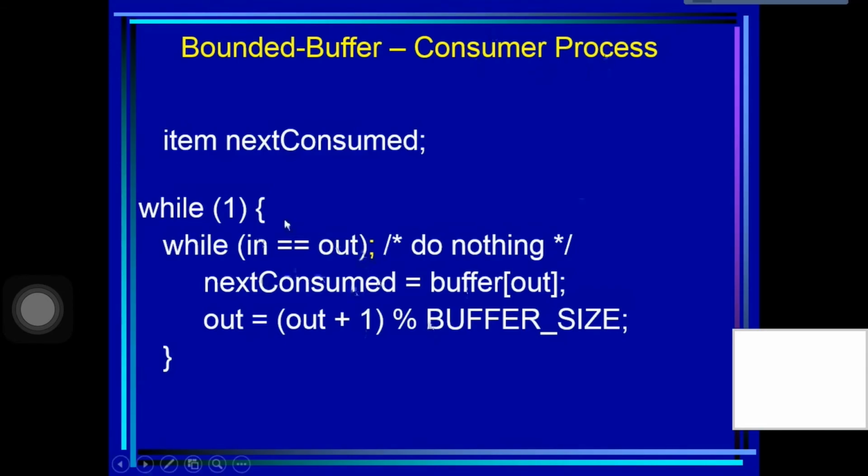And only when in doesn't equal out, that means there is at least an item that can be consumed by the consumer. So the consumer will get one item from the buffer and move the out pointer to the next position, the next full position. So you can see this scheme allows at most buffer size minus one items in the buffer at the same time. Okay.